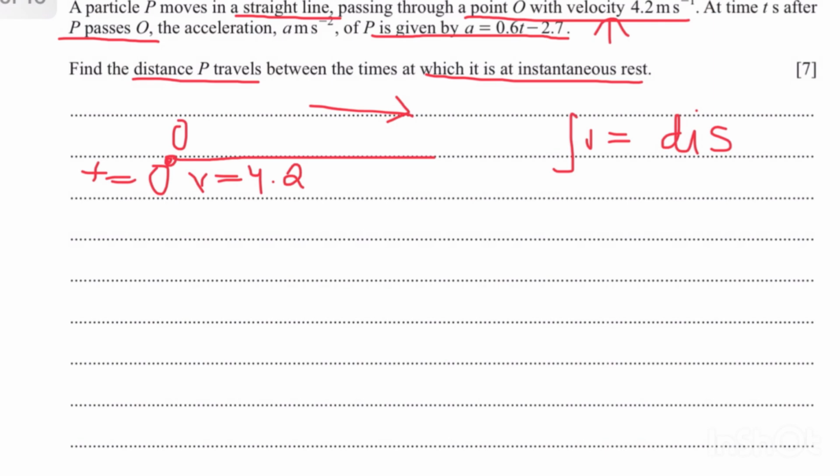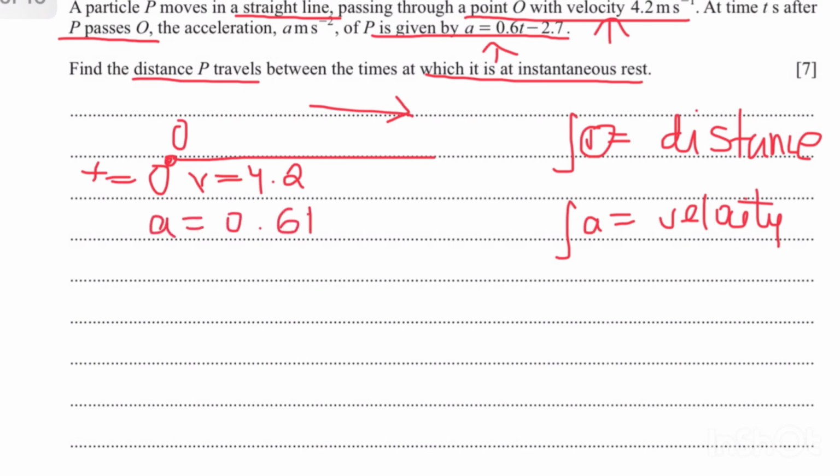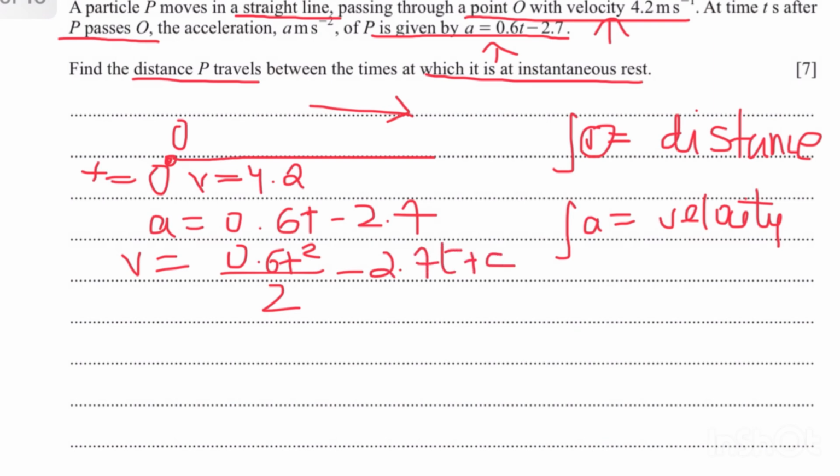So in this case, displacement is the distance. So I will write that as distance. But we are given the acceleration. So that means that we need to find out the velocity, and we can do that by integrating acceleration. So a is equal to 0.6t minus 2.7, making velocity equal to 0.6t squared divided by 2 minus 2.7t plus c. So v is 0.3t squared minus 2.7t plus c.